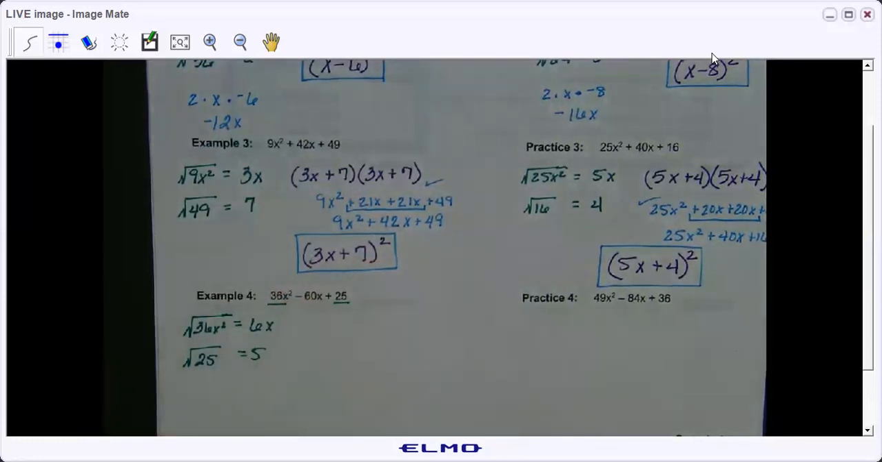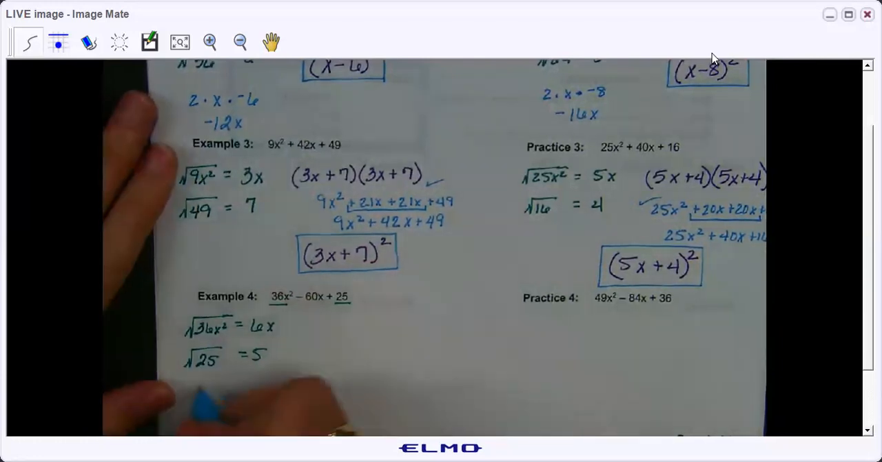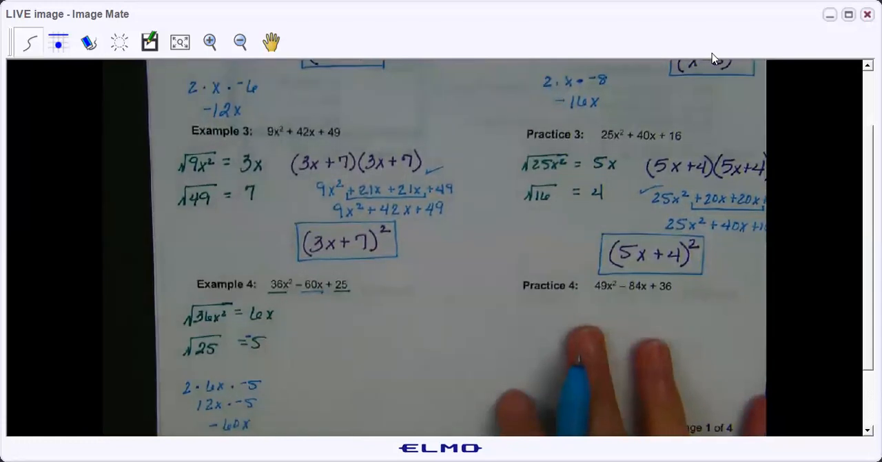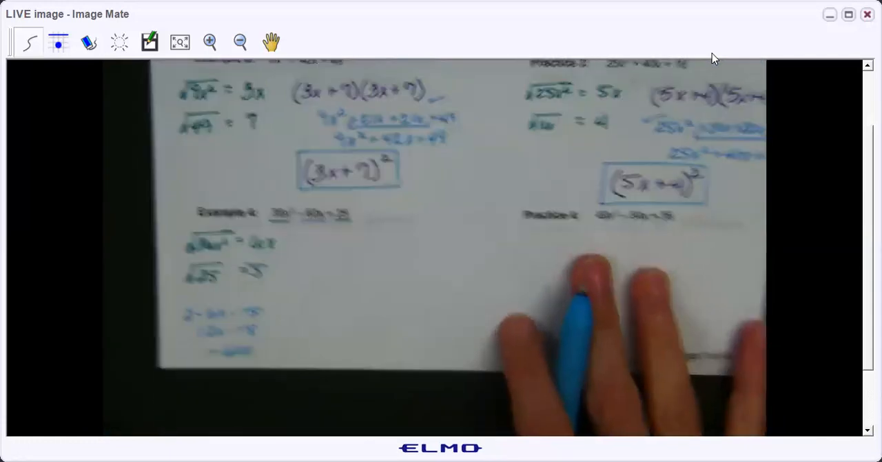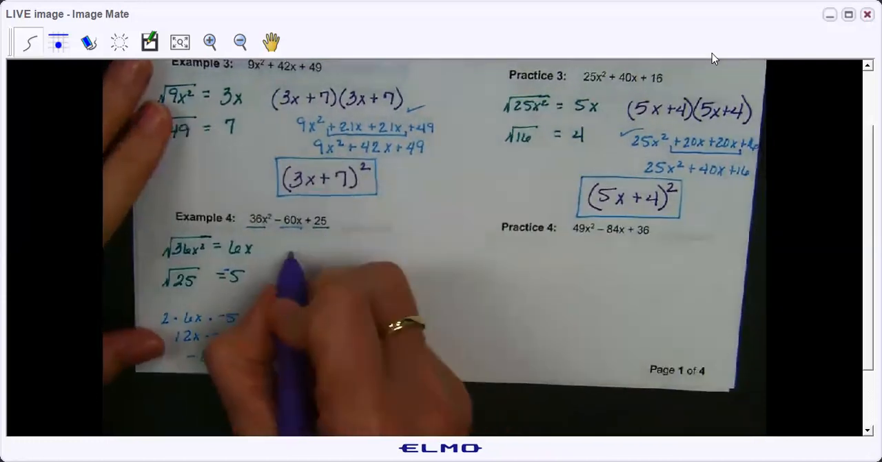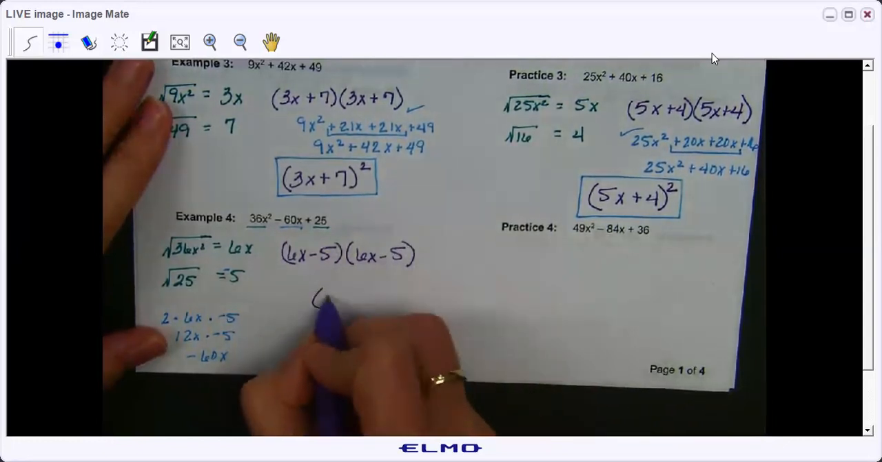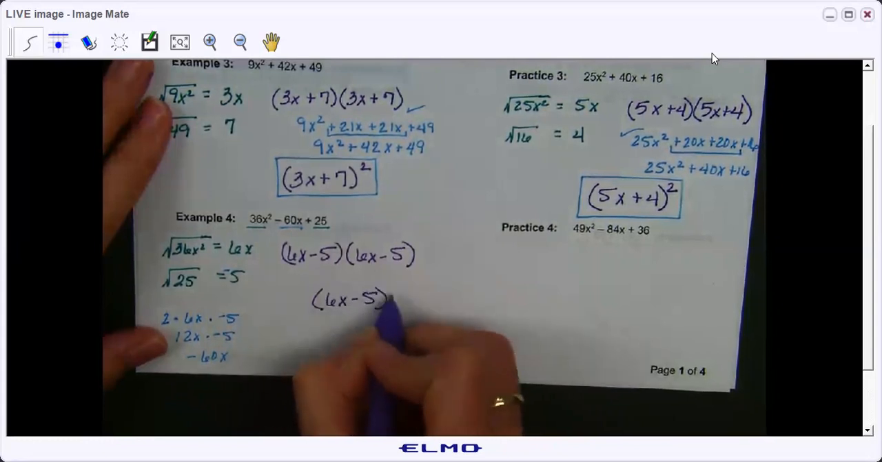And you can do this in your head. You don't have to write it out. But I'm going to take 2 times 6x times, and I'm going to make this 5 a negative. So I have 12x times a negative 5, which gives me a negative 60x, which matches that middle term. Okay, so let's put this together. We have 6x minus 5 times 6x minus 5. And our final answer is 6x minus 5 squared.